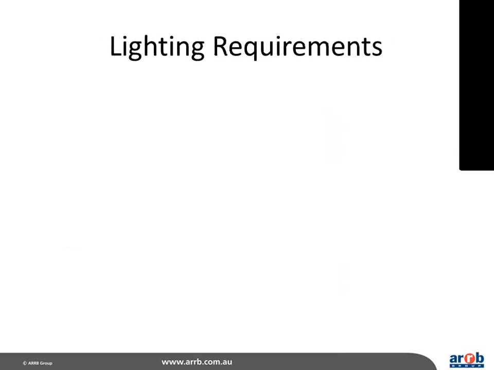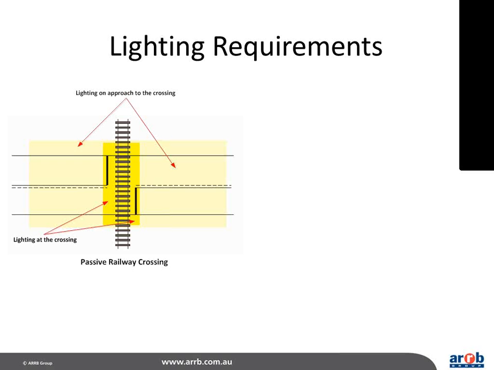So now we're going to look at the lighting requirements. How are we going to tackle the lighting requirements at passive and active crossings? There are two types of crossings, and the way you approach the lighting design, lighting application is a bit different. Firstly, let's look at the passive railway crossing.